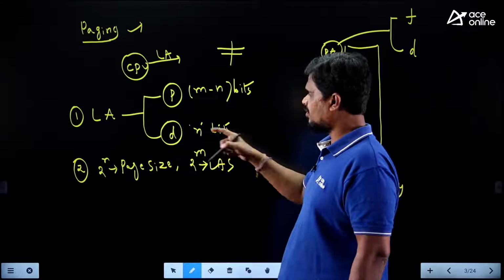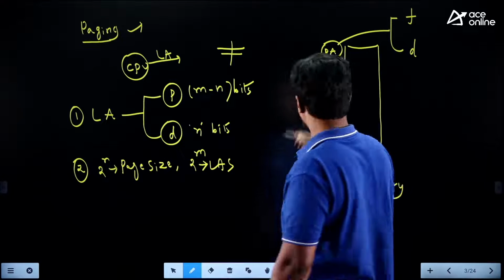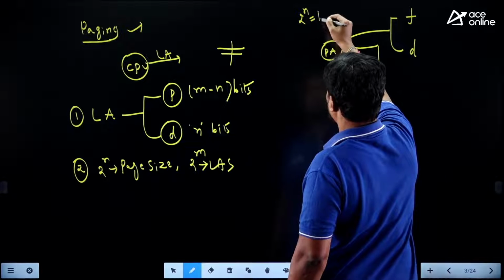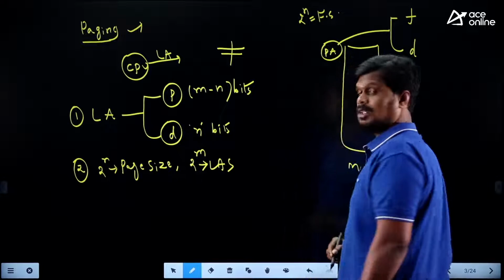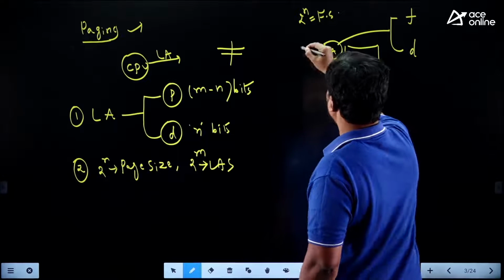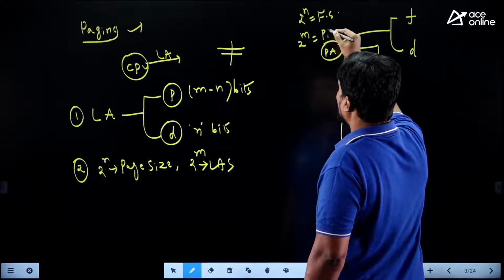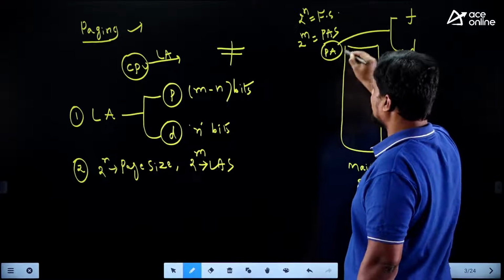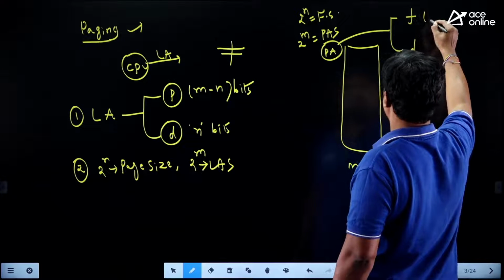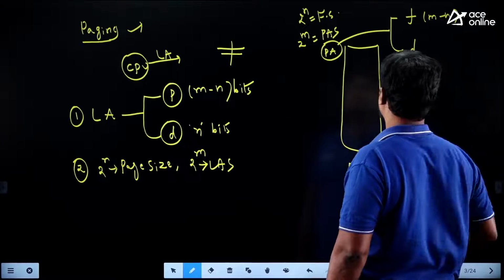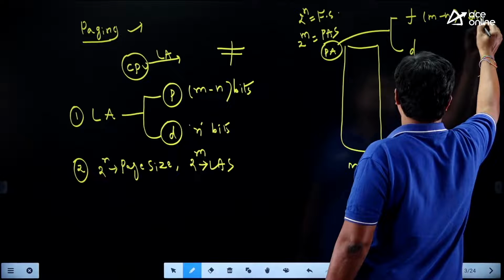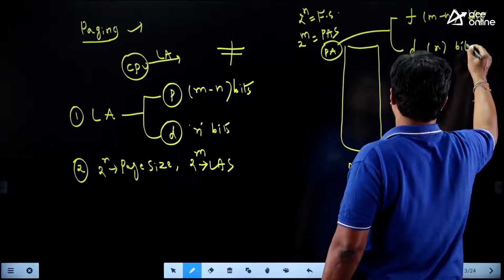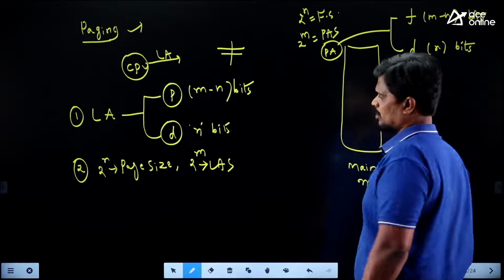So this is the length of n bits. In the same way, here also, if 2 power n is the frame size and 2 power m is the physical address space, then the most significant portion of this physical address, which is the frame number, is m minus n bits, and the least significant portion D is n bits. This is right? So n bits and m minus n bits.